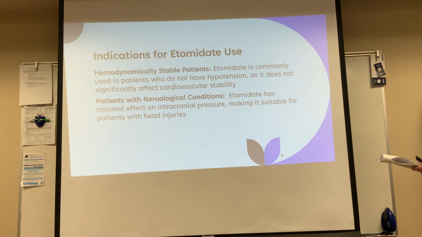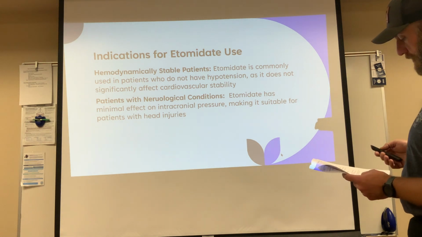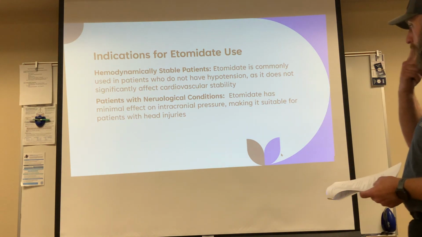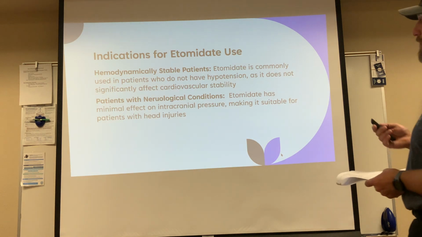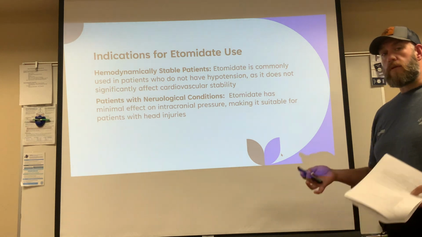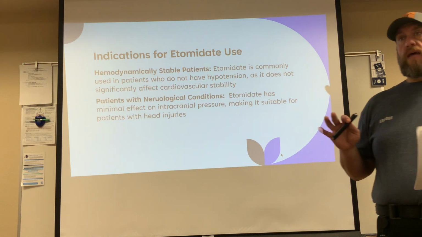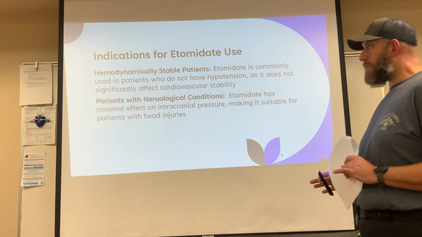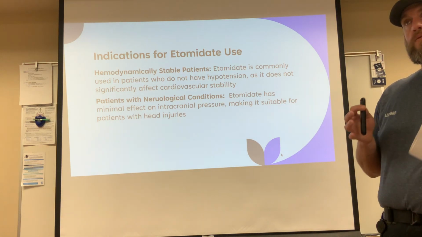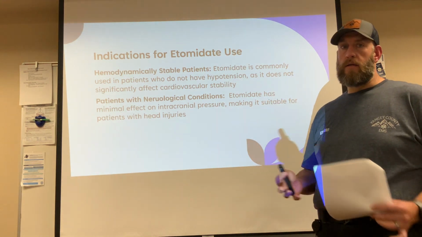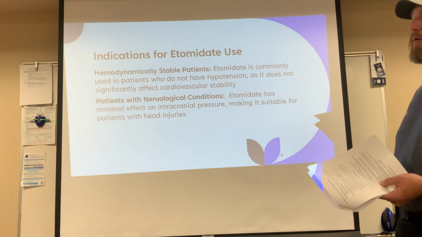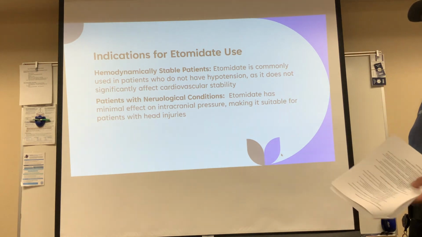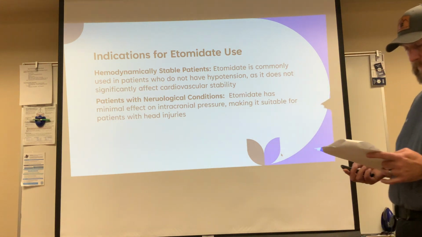So etomidate is commonly used in patients who do not have hypotension, as it does not significantly affect cardiovascular stability. Patients with neurological conditions, etomidate has minimal effect on intracranial pressures, making it suitable for patients with head injuries. So again, we go back to now that science of they have a head injury, we're worried about intracranial pressures. This might be better for those patients. But then we're walking that line too of we're hypotensive, but we've got a head injury. Which way do we go? So then we fall back into which one's going to kill them first, the not breathing or the head injury. But that's a lecture for a different day.